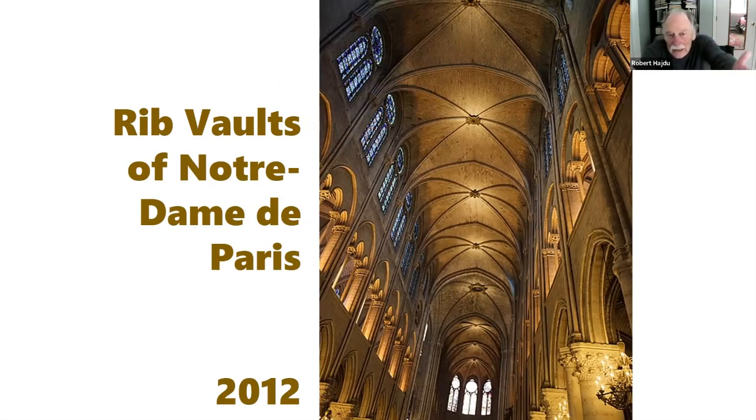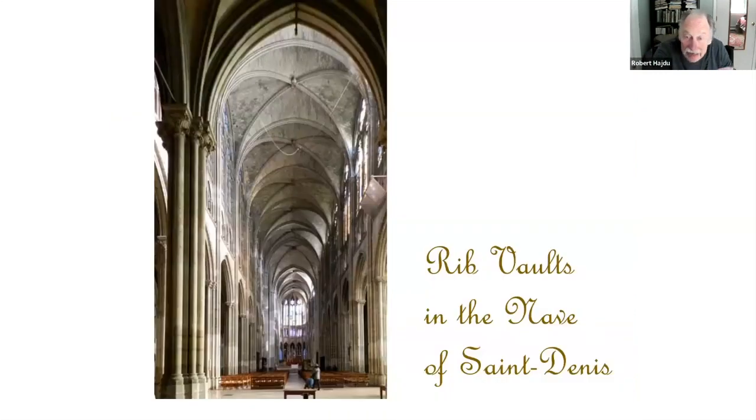Here you see Notre Dame de Paris in 2012. I put the date on it because I'm not exactly sure what it looks like today. But you see how beautiful the ribbed vaults are. You also see on the side the arcade, that we call the triforium, and also the arcade that you can see in the lower left-hand corner, which is the aisle of the nave. You can see that here now the arches are pointed. Could you show us the next slide, please, Eric? This is another example of the same thing, just to emphasize my point. Next.